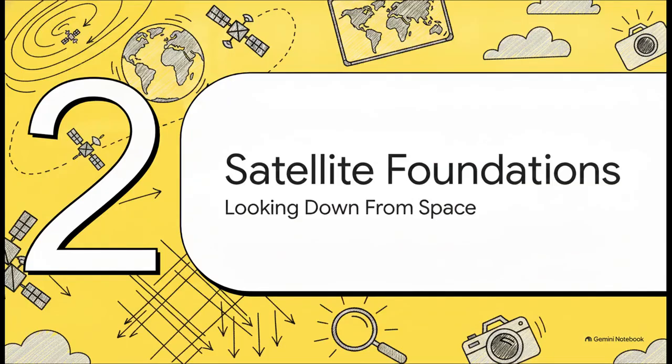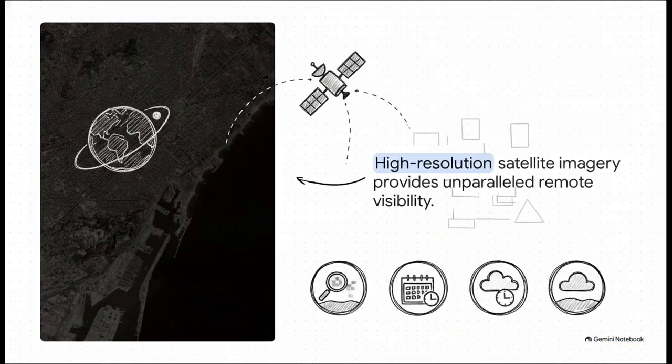Moving right along to part 2, satellite and map foundations, let's look down from space. Looking down at macro-level satellite imagery gives us this unparalleled visibility into remote or restricted locations. We're primarily dealing with optical imagery here. Think of them as giant digital cameras in orbit. Providers like Maxar, Planet Labs, and of course Google Earth offer this incredible raw view of the surface.